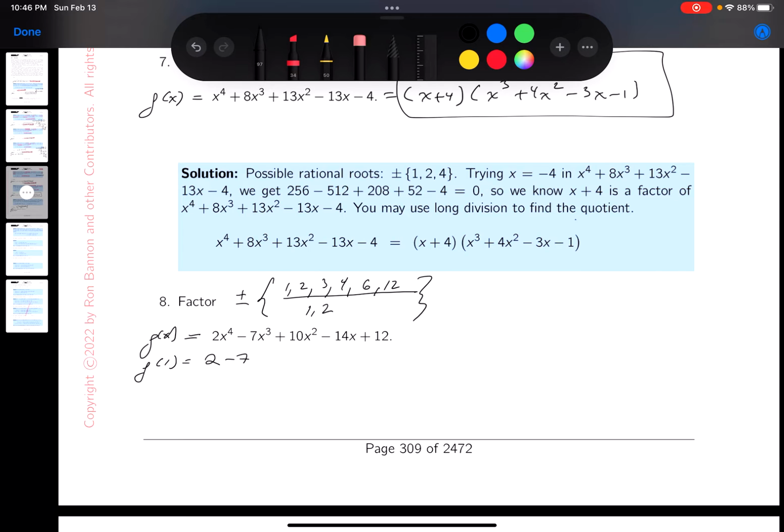2, minus 7, plus 10, minus 14, plus 12. Well, that's not going to do it, is it? I mean, 2 minus 7 is minus 5, plus 10 is 5. It's just not going to work. And certainly if you tried minus 1, I'll put this down for you. What are you going to get? 2 plus 7 plus 10 plus 14 plus 12. Well, that looks just outrageous. That's not going to work either.